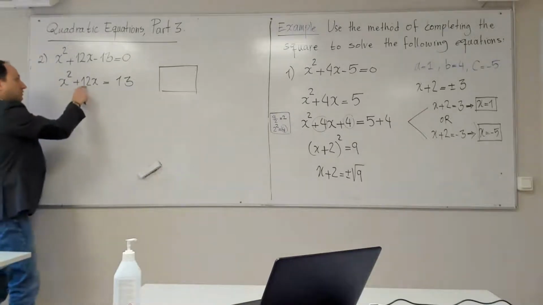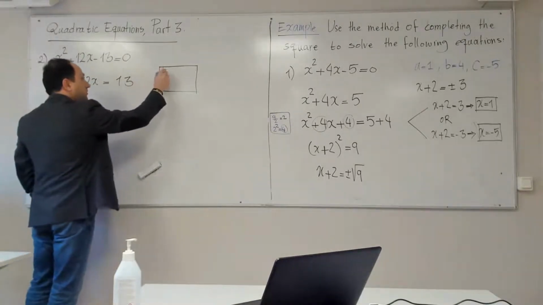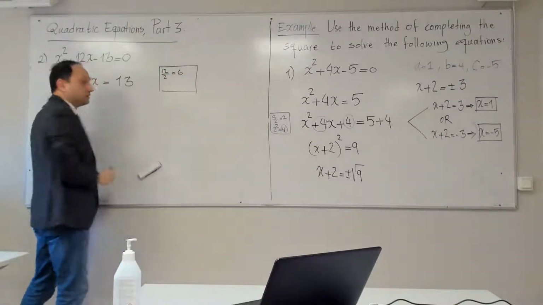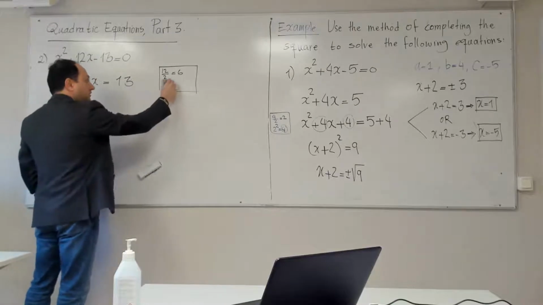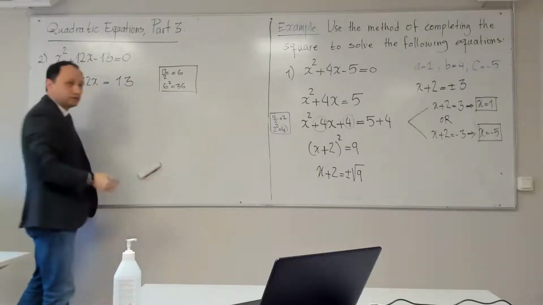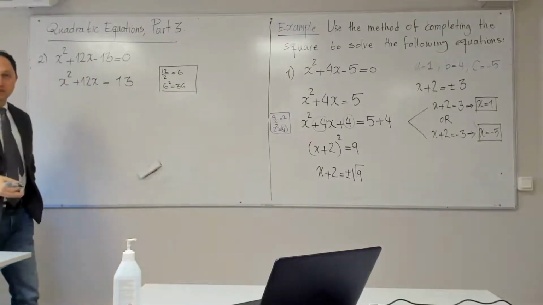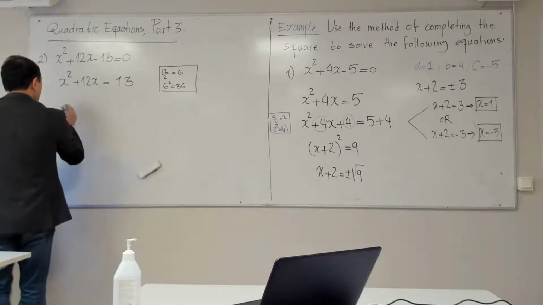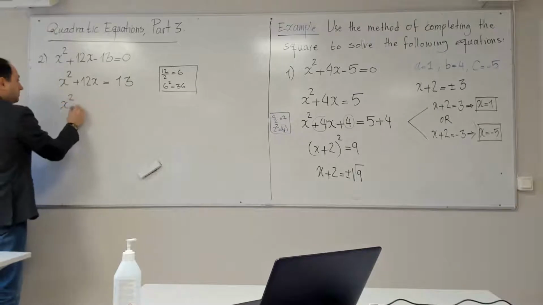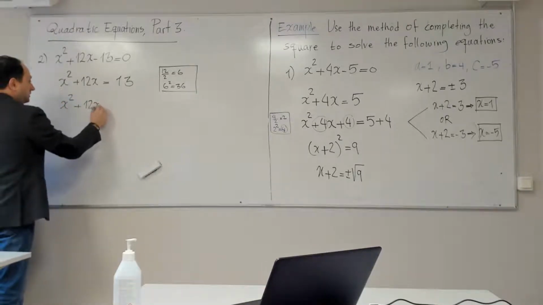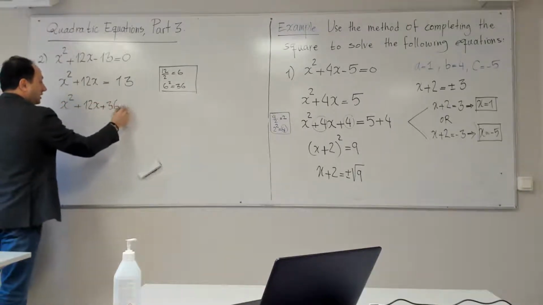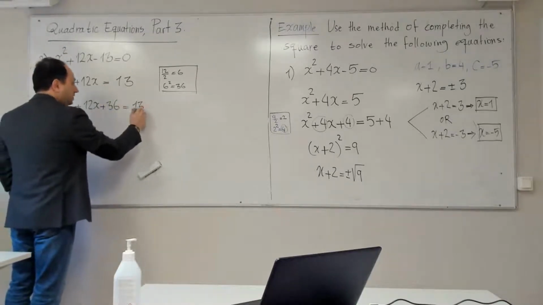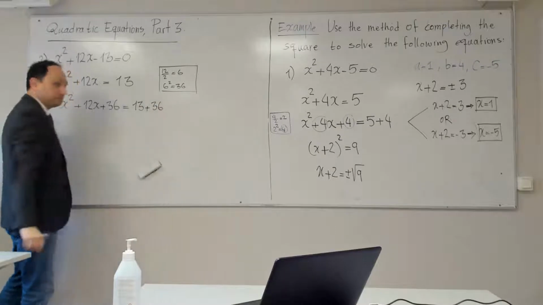The trick is to divide this middle number by 2. It becomes 6. And then square it. It becomes 36. So your magic number that you have to add to both sides is actually 36. So I would add 36 to both sides. I have to add to both sides, otherwise this equality will be spoiled, yes? So it becomes 13 plus 36.